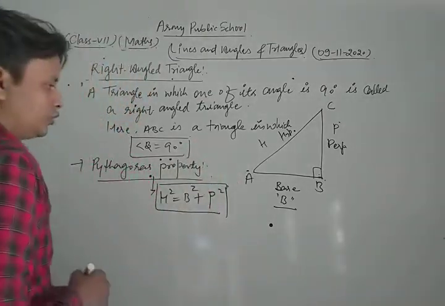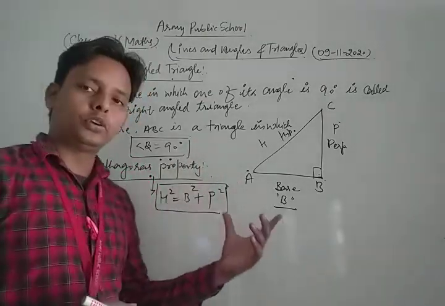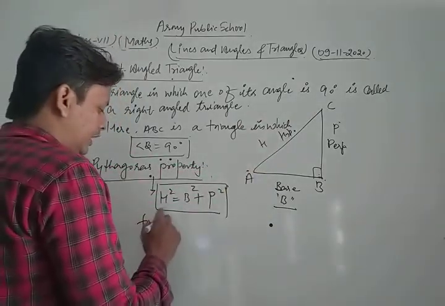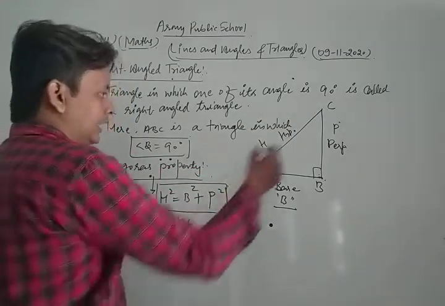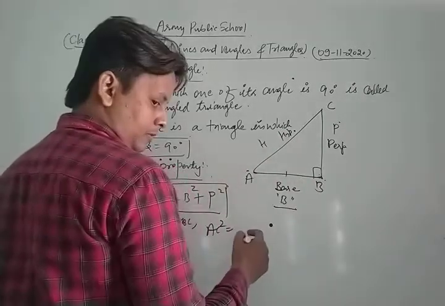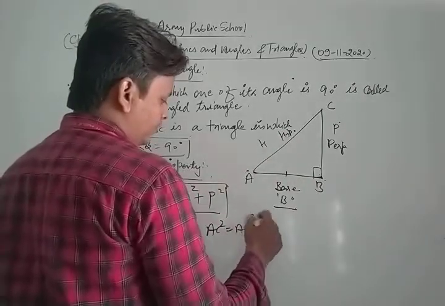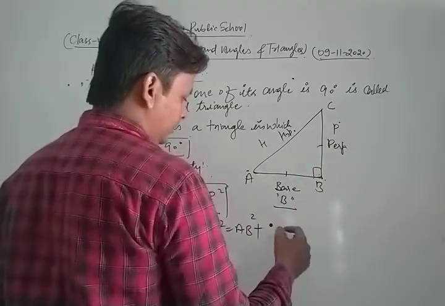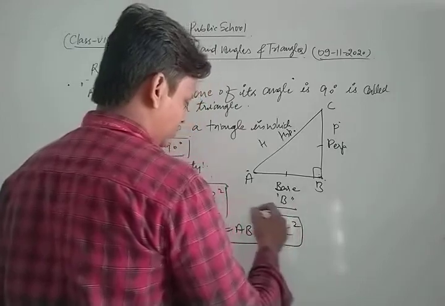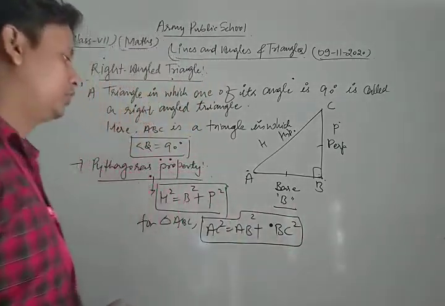Okay, and there are so many questions based on that property in your exercise. Okay, and for that figure, for triangle ABC, here the hypotenuse is AC. So AC square is equal to base, which is AB square, plus perpendicular, which is BC square. So this is your result here. Okay, dear friends, this is your result.